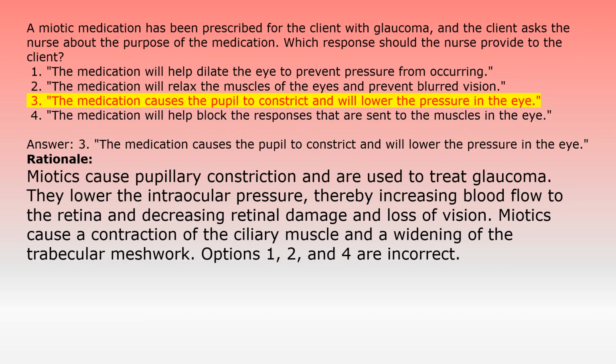Answer: 3. The medication causes the pupil to constrict and will lower the pressure in the eye. Rationale: Miotics cause pupillary constriction and are used to treat glaucoma. They lower the intraocular pressure, thereby increasing blood flow to the retina and decreasing retinal damage and loss of vision. Miotics cause a contraction of the ciliary muscle and a widening of the trabecular meshwork. Options 1, 2, and 4 are incorrect.